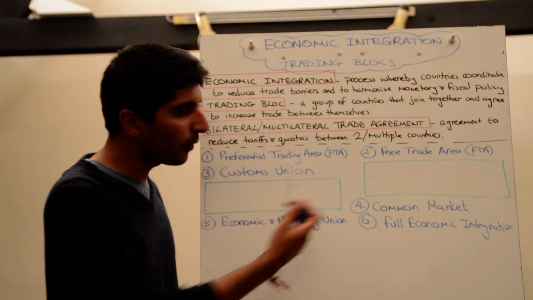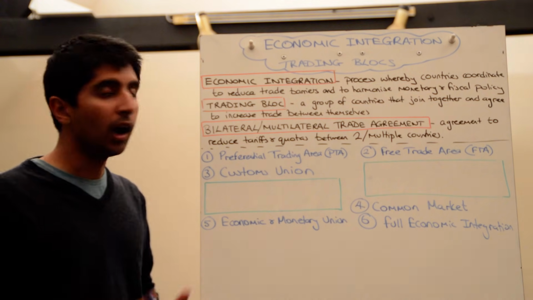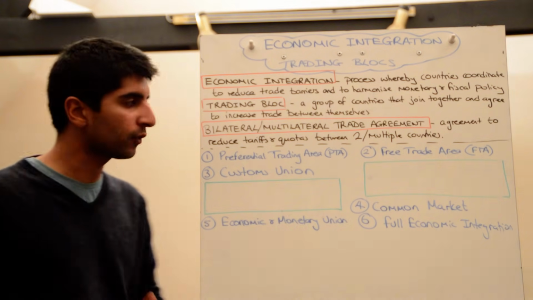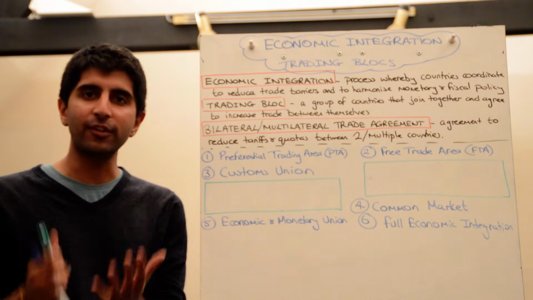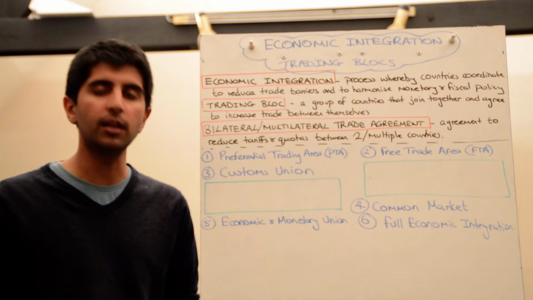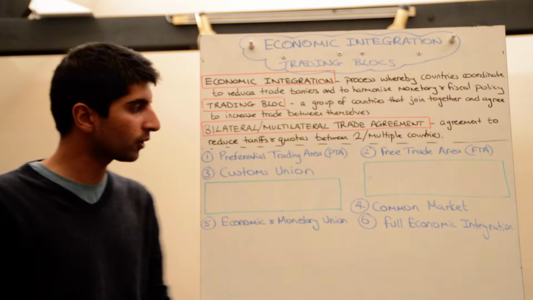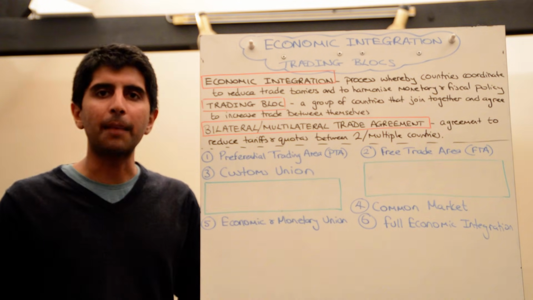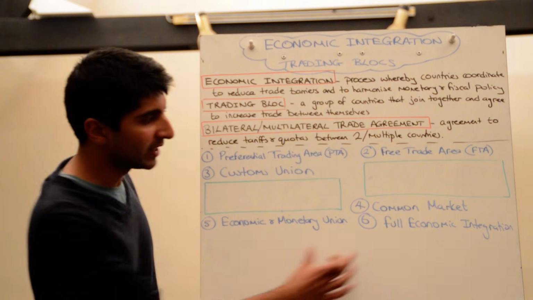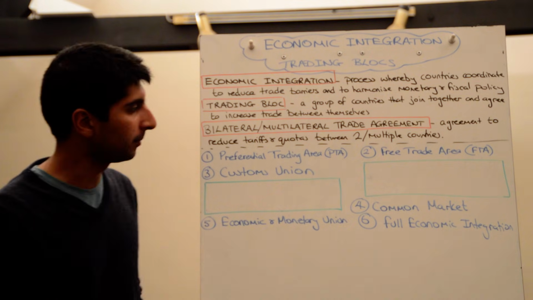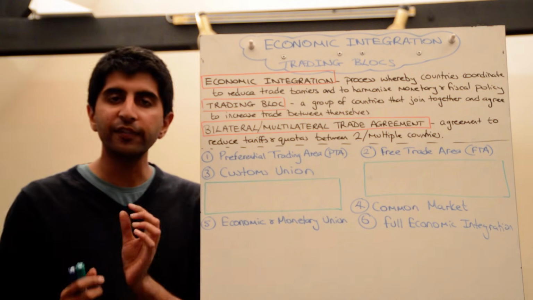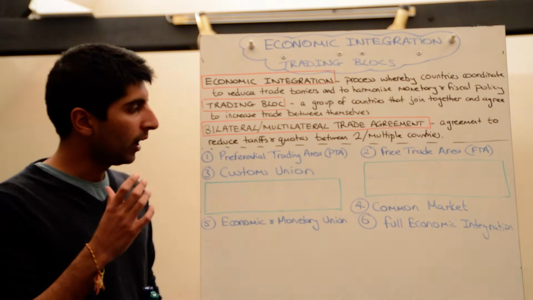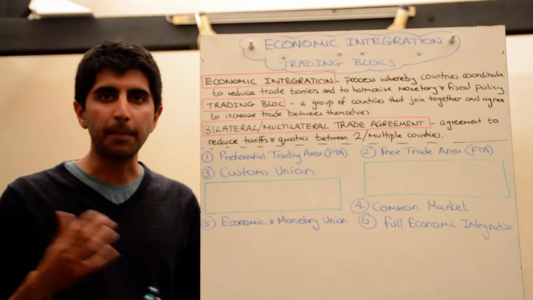Then it's just a case of knowing what the different types of integration are, the different types of trading blocs. So Bela Balassa, an economist, came up with 6 different types of economic integration, 6 different types of trading blocs, starting with the least amount of economic integration to the deepest form, full integration. So let's start by looking at the first type of trading bloc, known as a preferential trading area, a PTA.